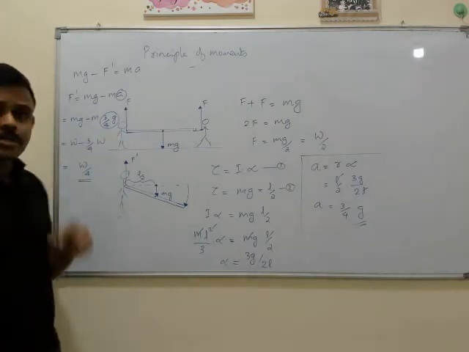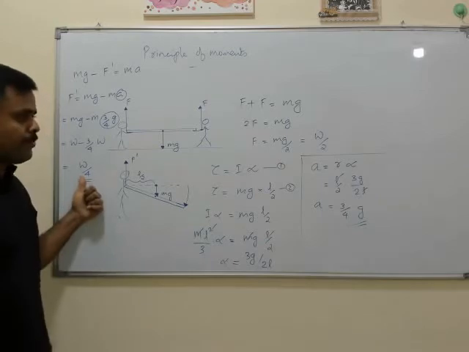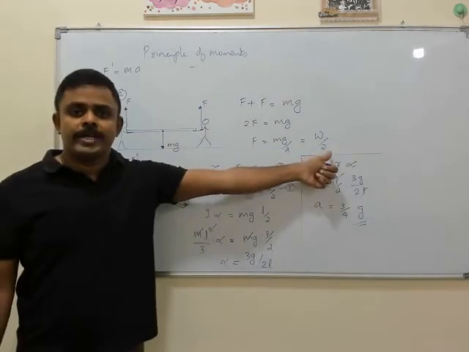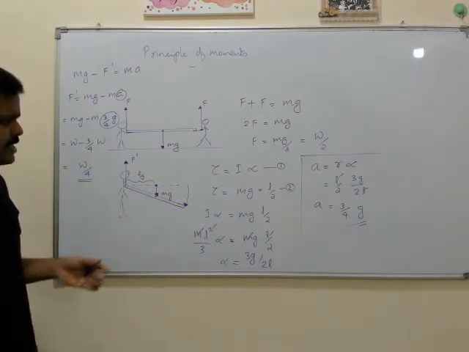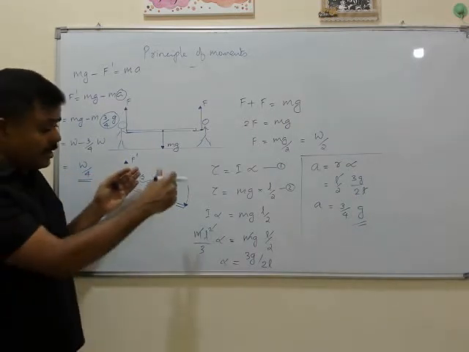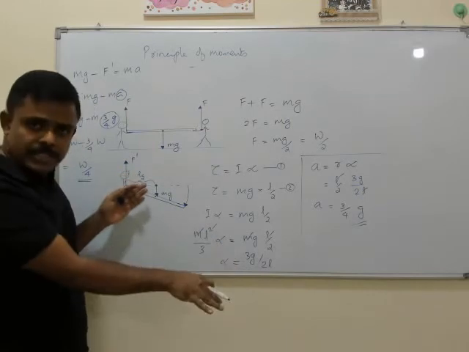So the new force on his shoulder is W by 4. Initially it was W by 2. Currently it is W by 4. It is easy. One end is being released, and then what happens?